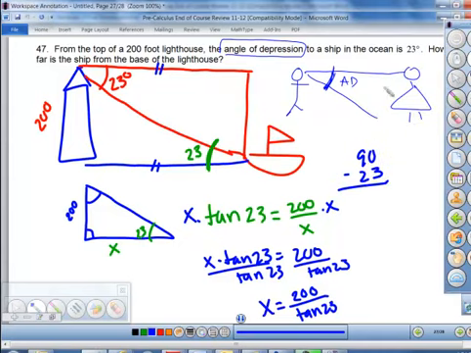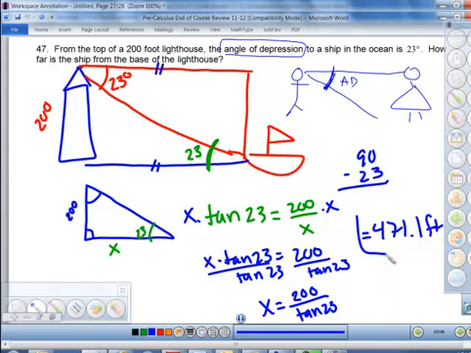All right, so that was easy. So this distance right here is going to be 471.1 or whatever. Okay, so that's the distance. Oh, and it's feet. Bam.